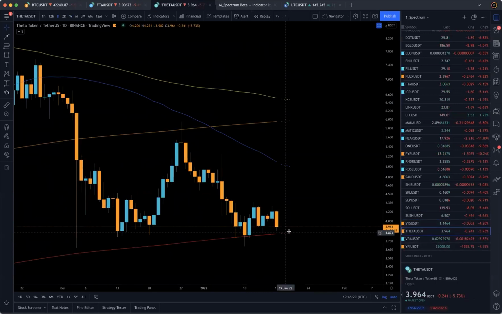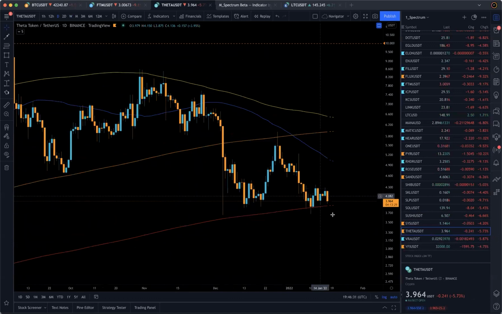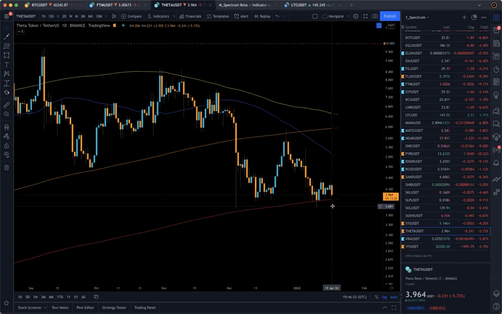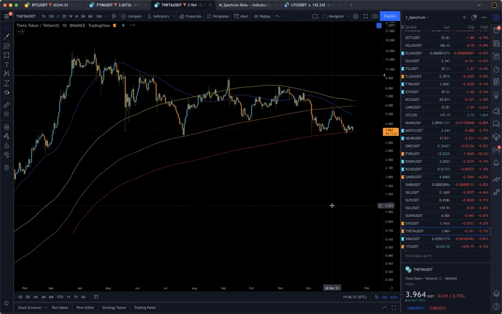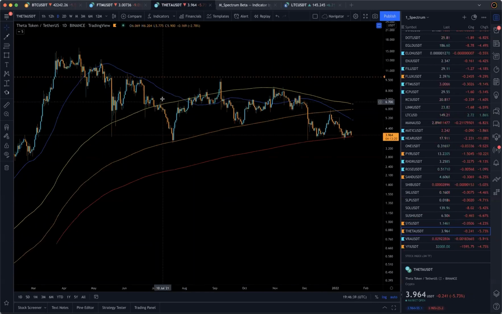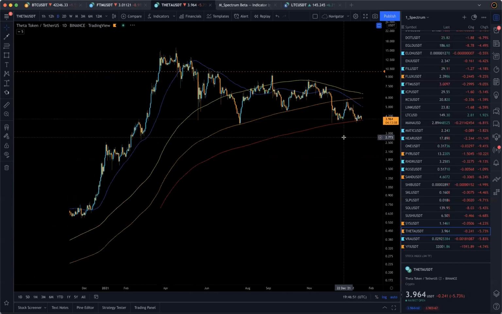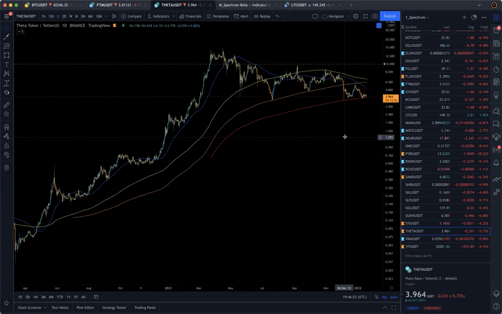Theta is at a key level. I think it's a very significant level. The worst thing is, what happened is the blue crossed the yellow and also the orange, and also touched this. This is a critical level, no doubt about it. Yeah, no doubt about it.